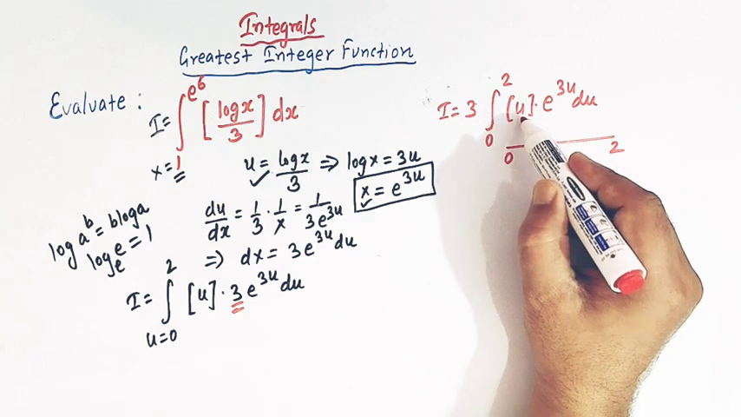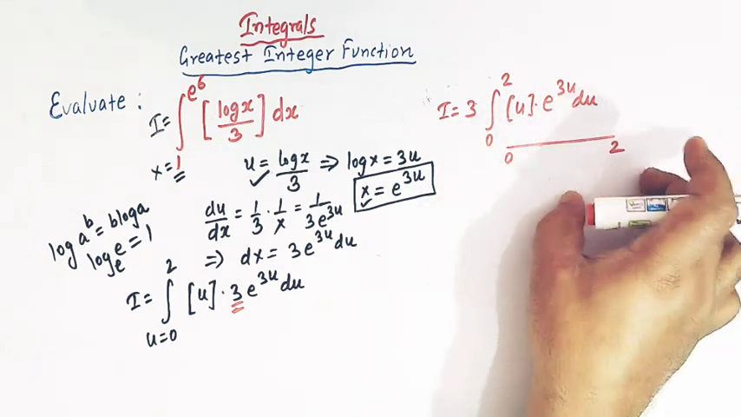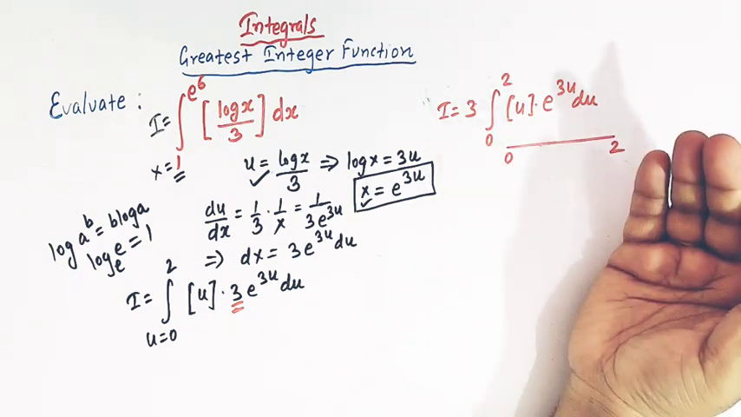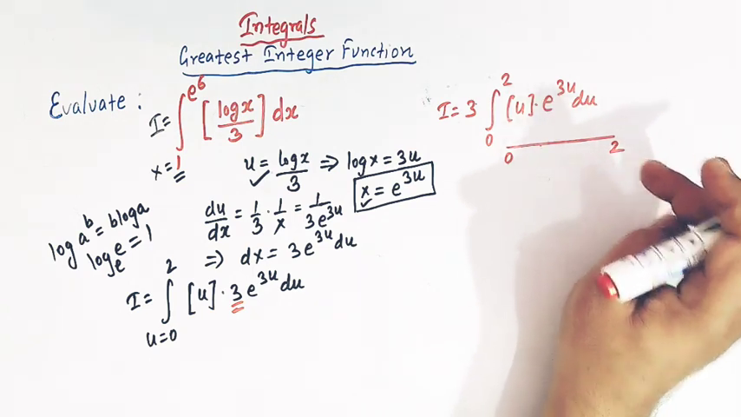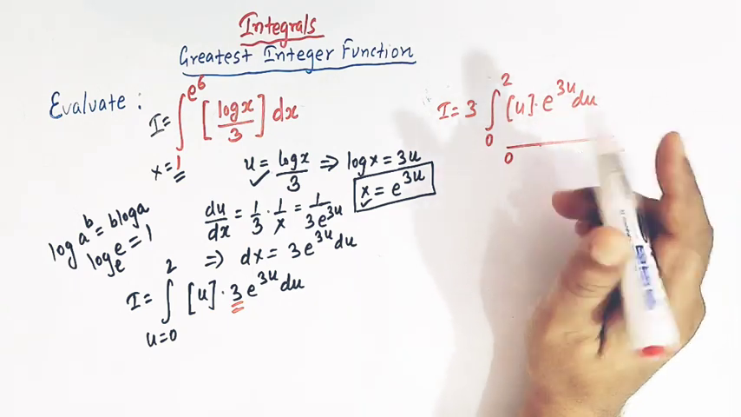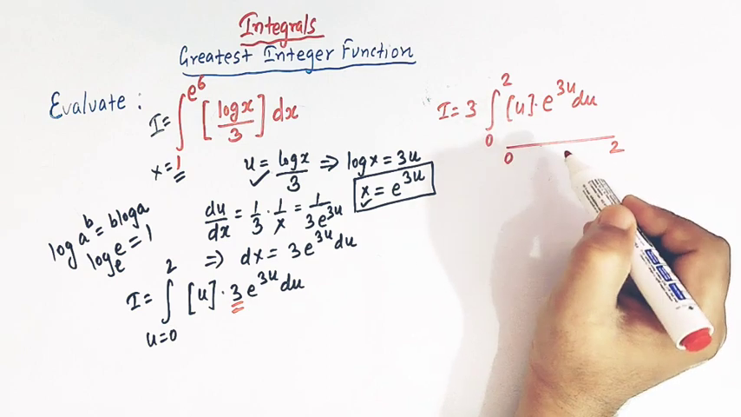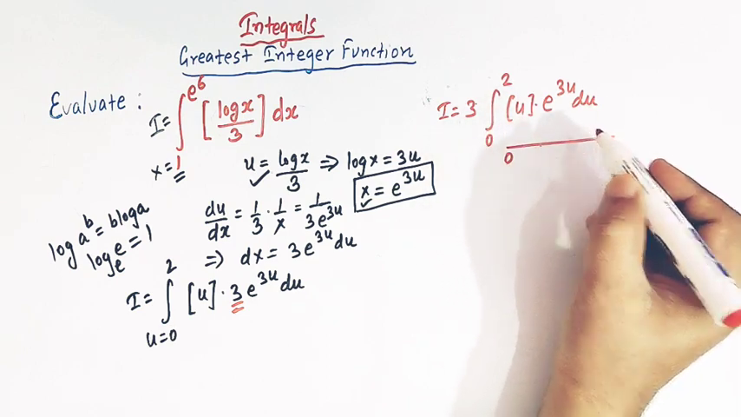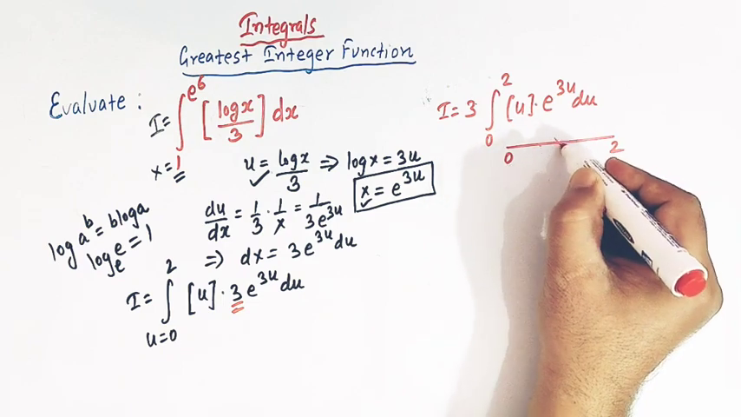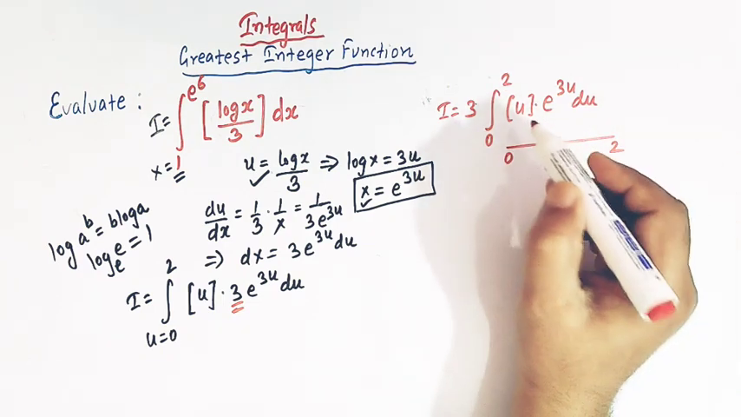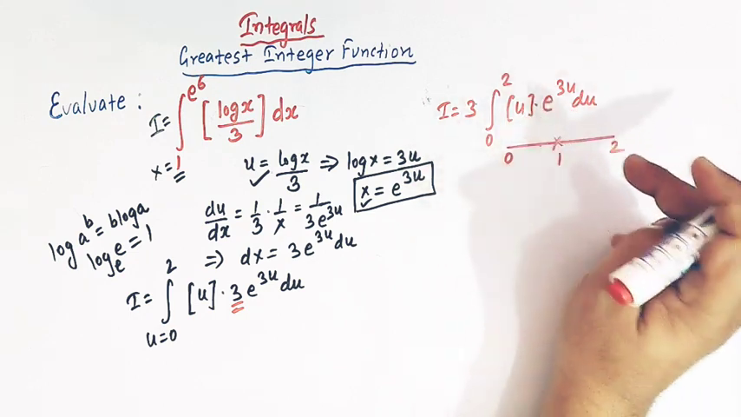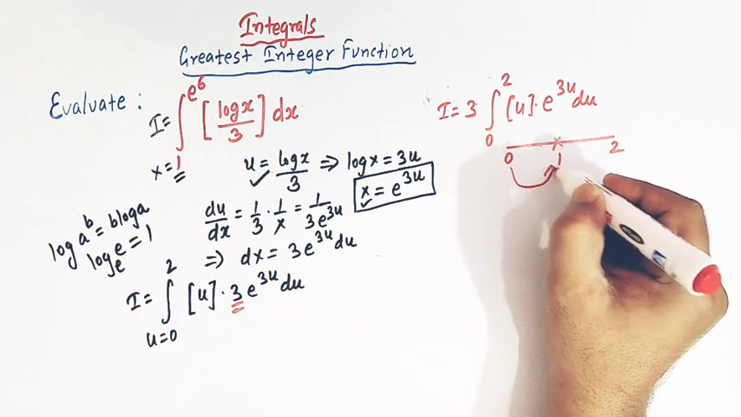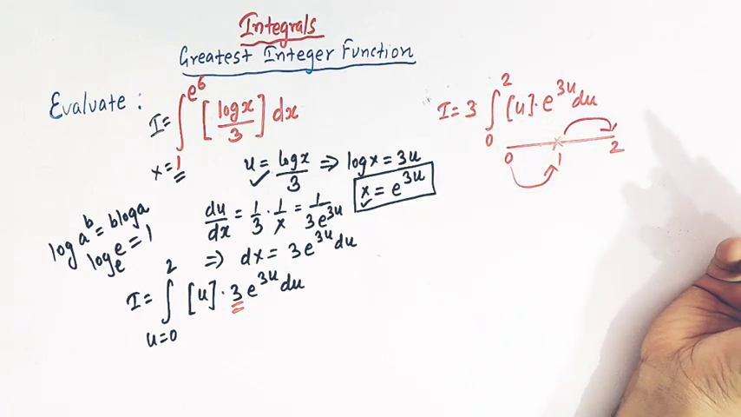And see, whenever we come across the greatest integer function, our prime objective is to search for integers, right? So always remember, whenever we come across the greatest integer function, we always go for the integers. So between 0 and 2, we have the integer 1, right? So we'll split this integral as a sum of two integrals. The first one goes from 0 to 1, the second one goes from 1 to 2, right?